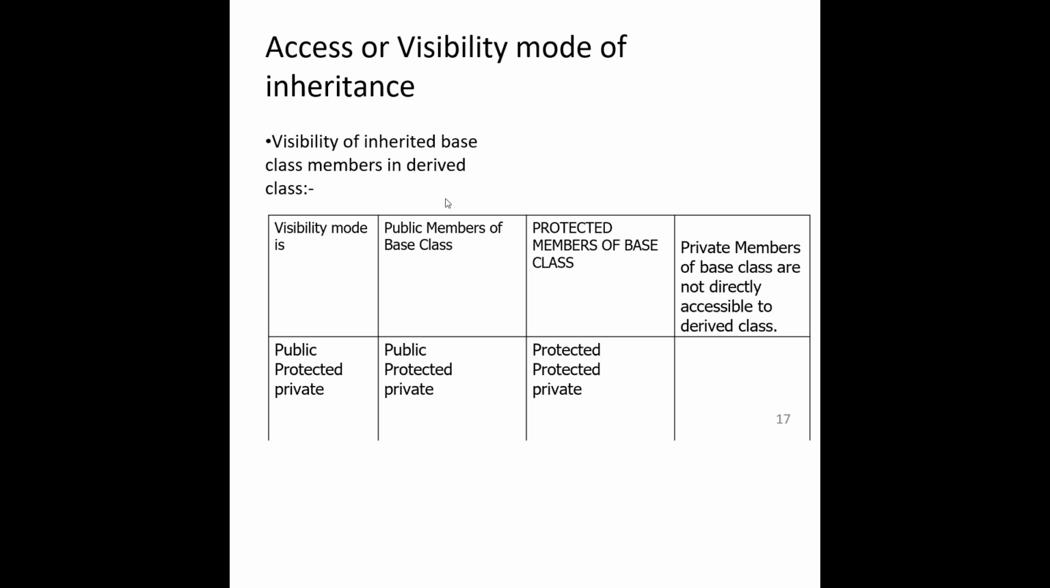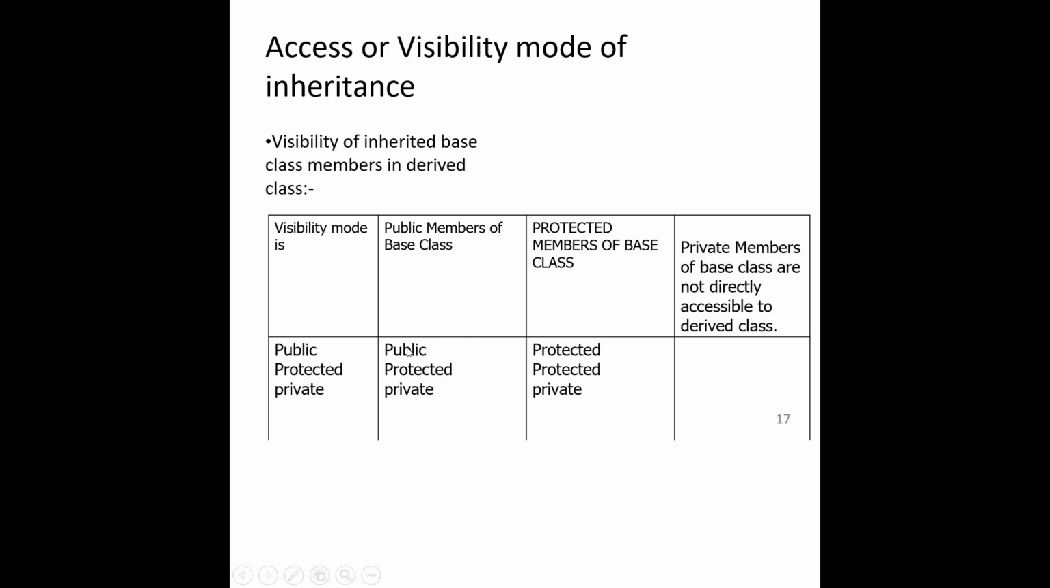Now access or visibility mode of inheritance. Now we are just discussing the access mode of inheritance. The visibility mode determines the visibility of the inherited base class members in the derived class. The visibility mode is public, protected, or private. Okay, the public members of the base class.